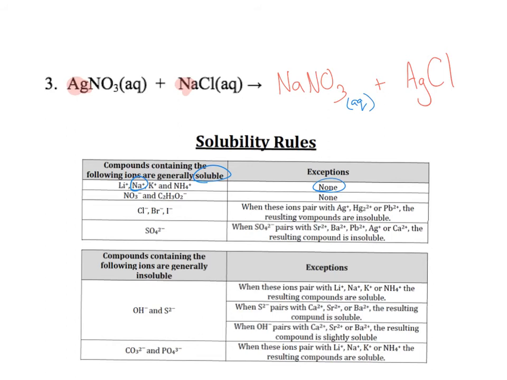So we write aqueous. AgCl. Anything with Cl is soluble, except, this one has exceptions, except when it's with Ag. So this is going to be the solid. So here's the answer for number 3.